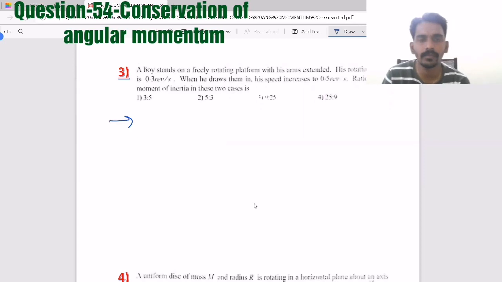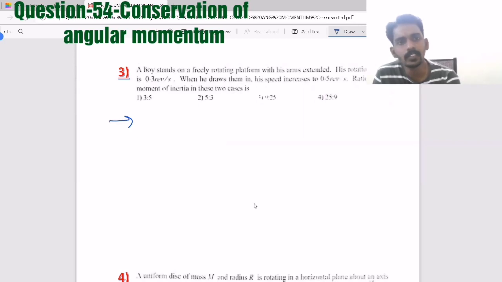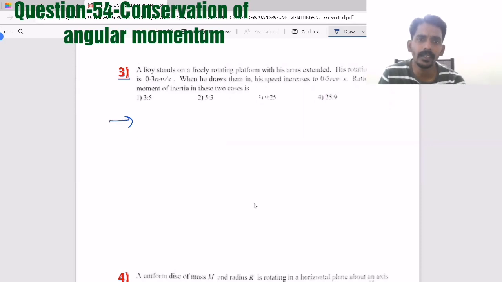A boy stands on a freely rotating platform with his arms extended. His rotation speed is 0.3 revolution per second. When he draws them in, his speed increases to 0.5 revolutions per second. The ratio of his moment of inertia in these two cases is, see here, a boy standing on a freely rotating platform with his arms extended.